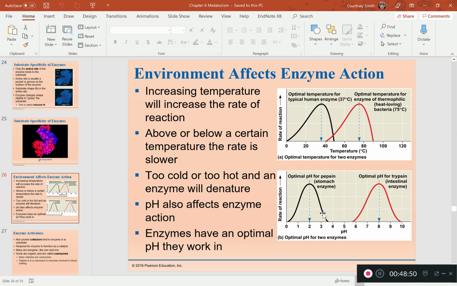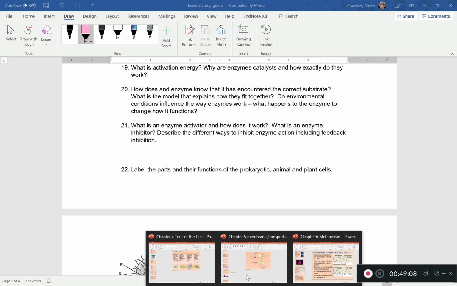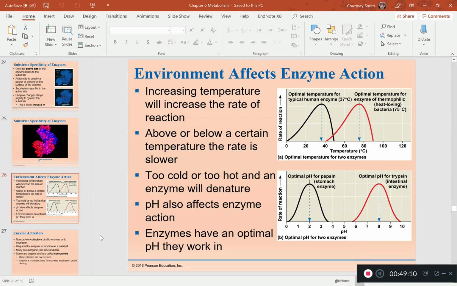Okay, so let's see where that brings us. Enzyme activators and inhibitors. Okay, so one last thing on enzymes, and then I'm going to go over the labeling, and I believe at that point that will conclude our review.